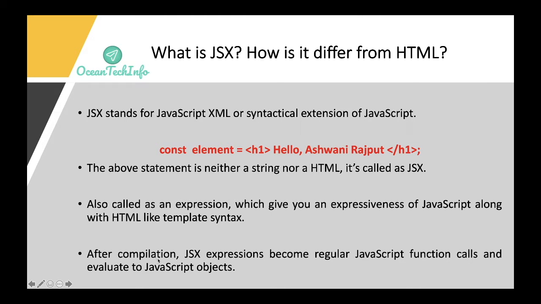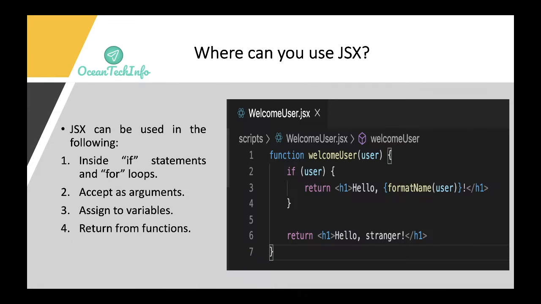So after compilation, JSX expressions become regular JavaScript function calls and evaluate to JavaScript objects. So finally, this JSX gets converted into JavaScript function calls and evaluates to JavaScript objects. Now, where can you use JSX? JSX can be used in the following scenarios.